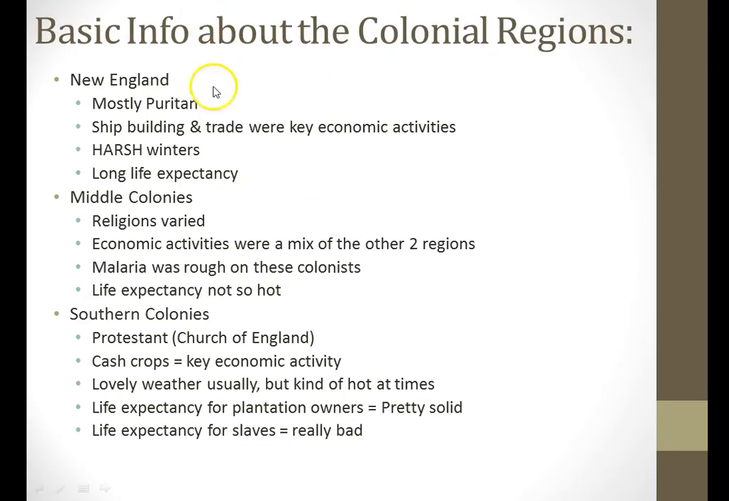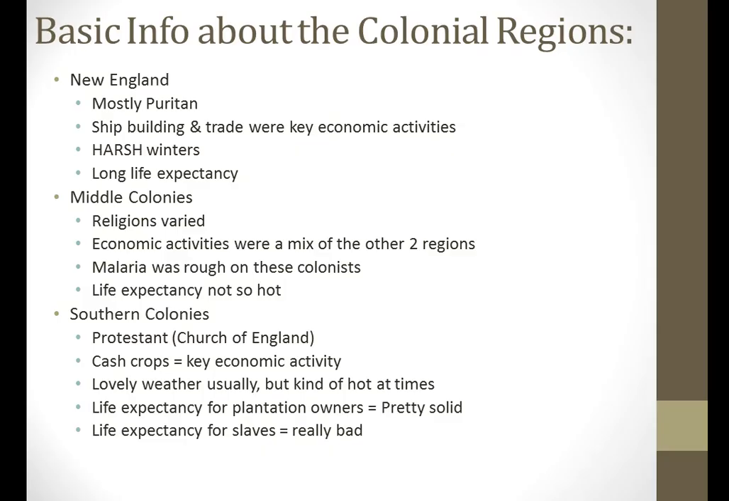Okay, so New England. New England was mostly Puritan. Shipbuilding and trade were the key economic activities. They had very, very harsh winters. So they had short summers and very long, harsh winters. They also had a long life expectancy, though, which is interesting. So I guess the idea behind that is if you're hardy enough to survive those harsh winters, you can basically make it through anything, so you live a long time. Now, in the middle colonies, this is a bit tougher because the religions varied, okay? The economic activities were actually a mix of the two other regions.